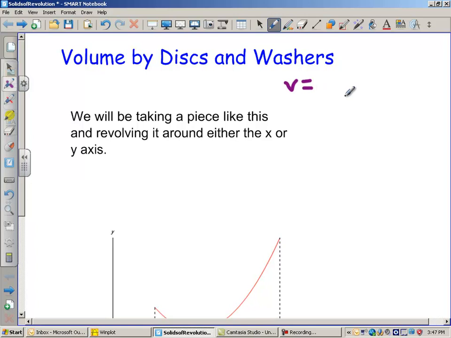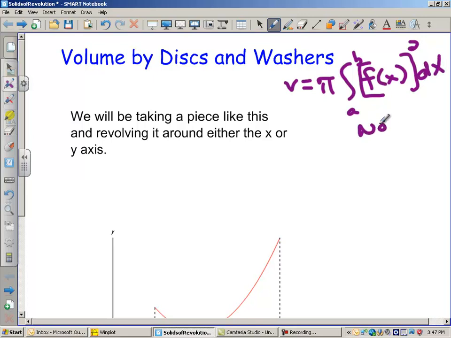Now we're going to start the first example with no hole in the graph at all. And the concept is we're going to be taking a graph, or an outline of a graph, and rotating it around an axis. I'll show you this tomorrow in class, and I'll also show you on my WinPlot program here. But your volume is going to equal pi times the integral from a to b of f of x squared dx. This is if there is going to be no hole. Let's talk about what I mean by no hole.